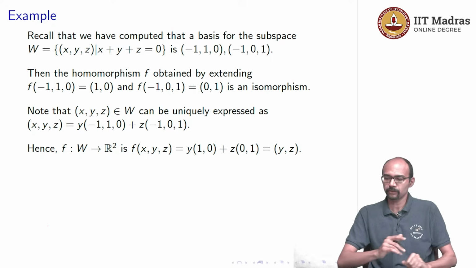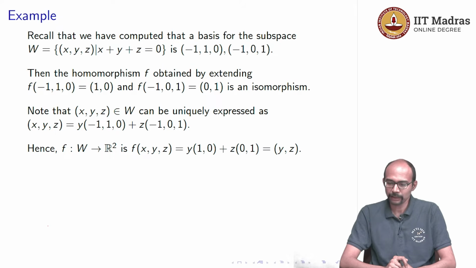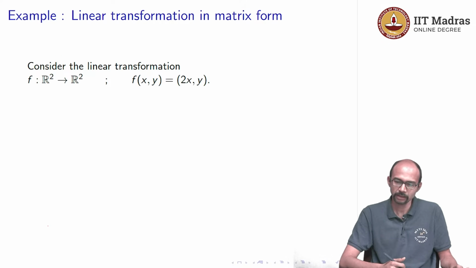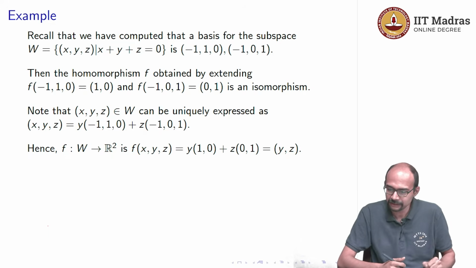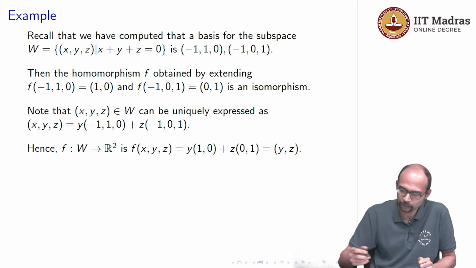Okay. So then we know how to extend functions which are defined on a basis to linear transformations. So you get that f of x, y, z is y times (1, 0) plus z times (0, 1), which is (y, z). So this is actually the projection to the yz plane. Okay, this is a projection from W onto the yz plane. I didn't check why it's an isomorphism, but it's clear it's an isomorphism.